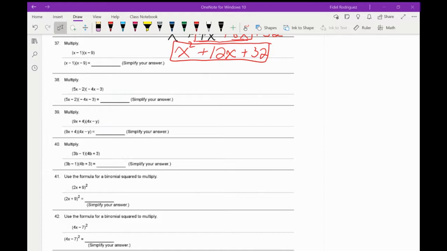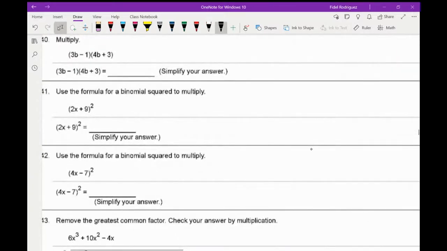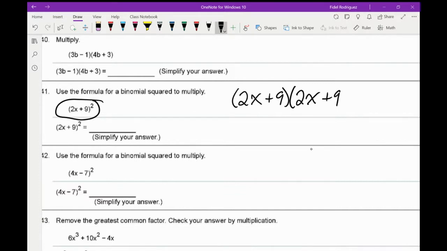And 41, yes, let's do 41. So 41 here, guys, it says, use the formula for binomial square to multiply. Okay, so guys, you don't have to use any kind of formula. Remember what this means. When you're squaring something, it just means that we're gonna write it down two times, right? And now what we're gonna do, we're gonna go once and we're gonna go twice.